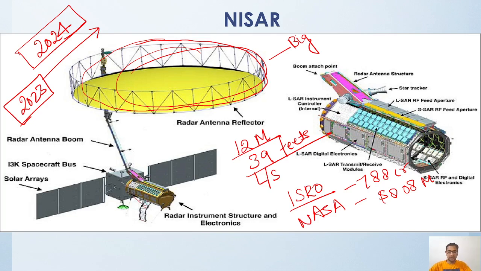Dawn to dusk type. The orbit will be sun synchronous so that, from dawn to dusk, it keeps on working, and the planned mission life is around 3 years. Final testing is going on, after that the go-ahead will be given, and the launch will happen this year itself, maybe by July. So this is the NISAR satellite that we are talking about.